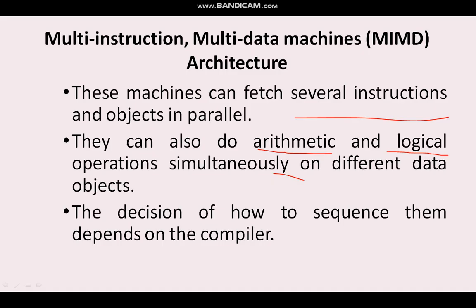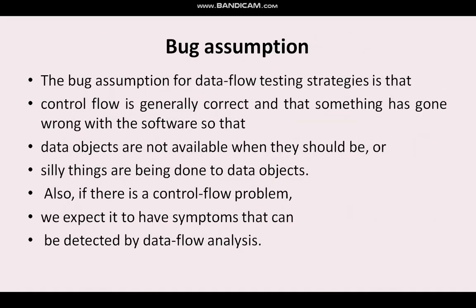The decision of how to sequence them and the various kinds of data objects can be dependent upon the compiler. So what is the difference between von Neumann and MIMD architectures? As we know, von Neumann follows serial, sequential execution, whereas MIMD follows parallel execution. Apart from parallel execution, it can also do arithmetic and logical operations well. Now, how can we assume a bug in data flow testing? What are the situations where we can assume a bug?